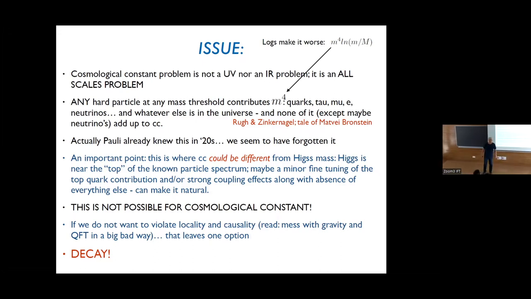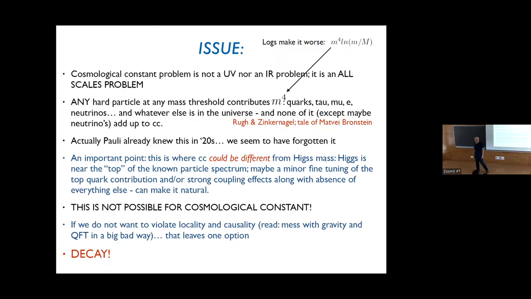The issue is that there are all kinds of massive particles in the universe: quarks, tau, mu, electron, neutrino, etc. And every single one of them has to gravitate. Well, with neutrinos, we haven't really been able to put a bunch of neutrinos on a weight scale to measure how they gravitate. But let's say they all gravitate in the minimal versions of the theory anyway. And it seems that in fact none of them, except maybe neutrinos, contribute to the cosmological constant. Somehow something gets rid of all of these.